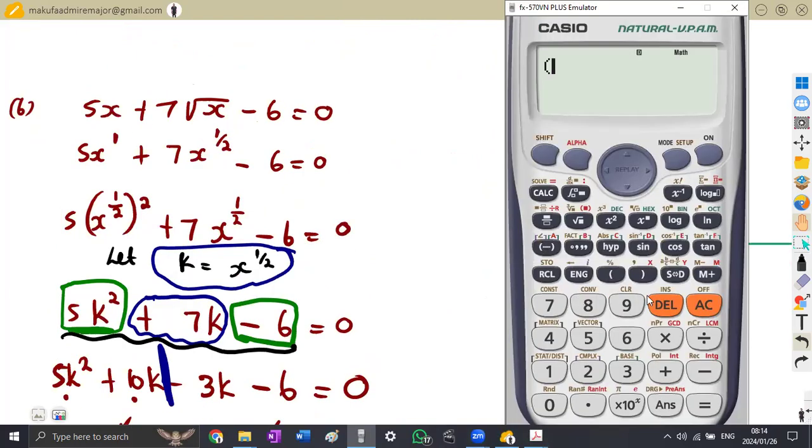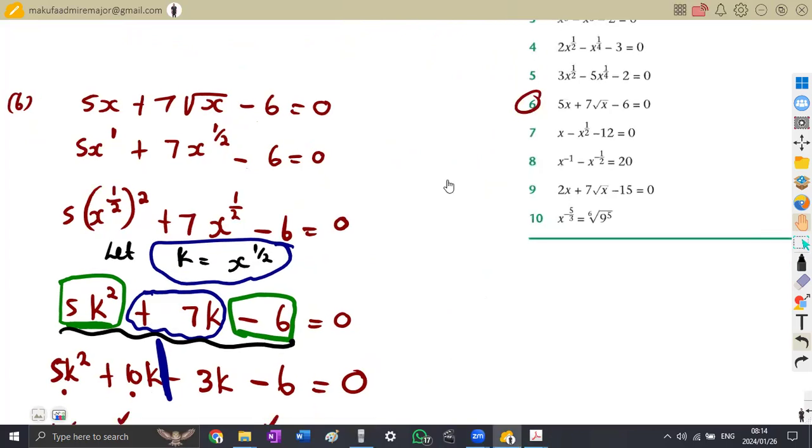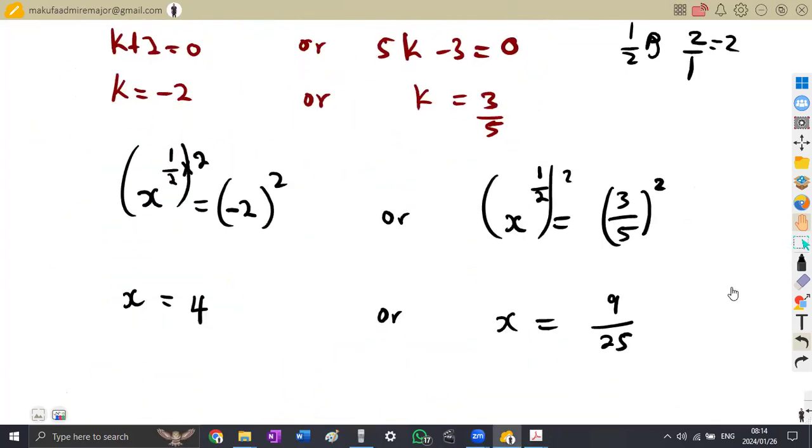5 times 4 plus 7 square root of 4, minus 6. This gives us a 28, not a 0. We are supposed to get a 0, but we are getting a 28. So it means if x is equal to 4, this is totally wrong. So x cannot be equal to 4.